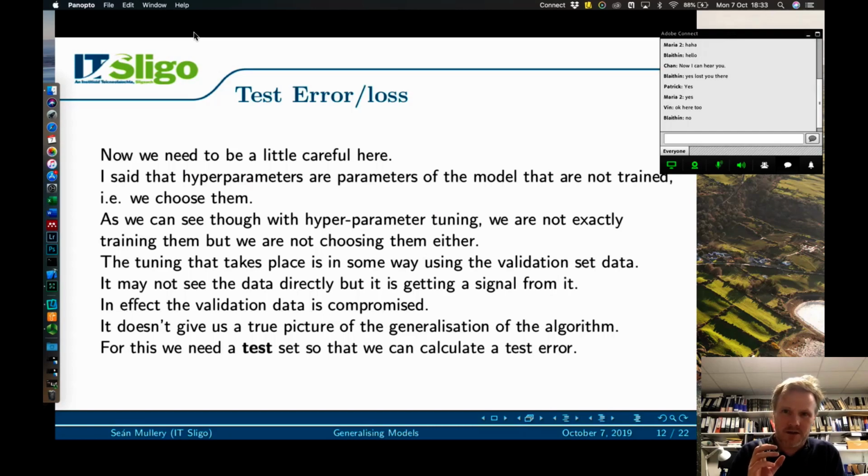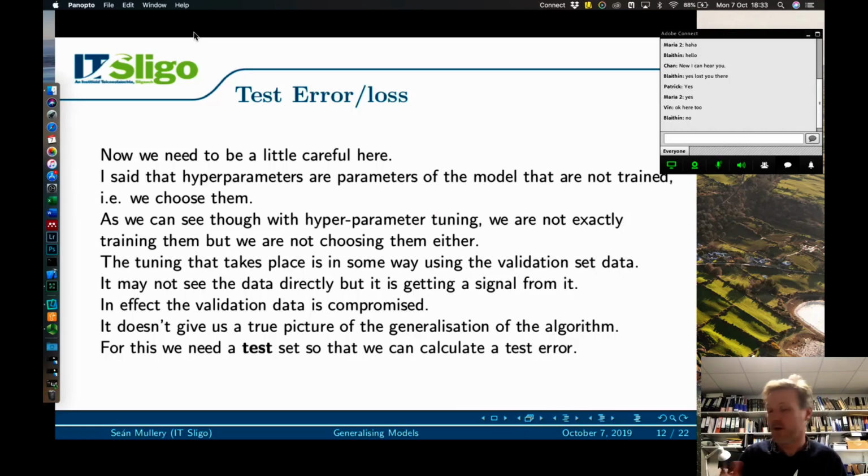Because we've used it for tuning our hyperparameters, it's not a perfect score of how good our model is in general. What's happened is that we've tuned our hyperparameters on it, so it's the best one for our hyperparameters, but it's lost the ability to tell us about generalization, and that's a problem. The tuning is in some way using the validation set. It may not see the data directly, but it is getting a signal from it. In effect, the validation data is compromised, and it doesn't give us a true picture of the generalization of the algorithm. So for this, we need a test set so that we can calculate the test error.